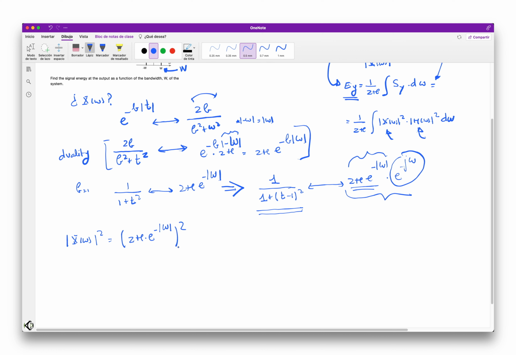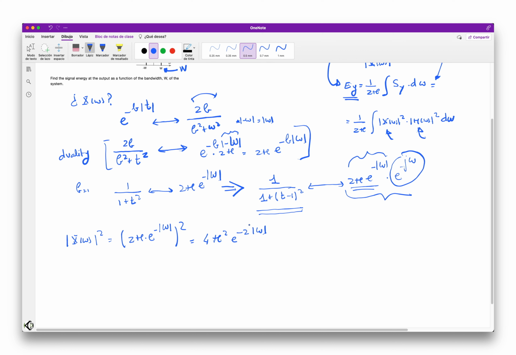Okay, and is there something else that I am forgetting? No, I think it's correct. So this will be 4 pi squared e to minus 2 absolute value of omega. Okay. I think I didn't forget anything.